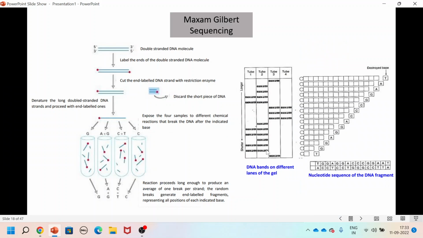So in the lane of tube 2 also, the band is present. In tube 2, the chemicals which will cleave after A or G residues are present. So we see that since the band is present in both the lanes, it will be a G. And if it would have been present only in tube 2, then it would be an A. So this is the way we read the sequence in Maxam Gilbert sequencing.